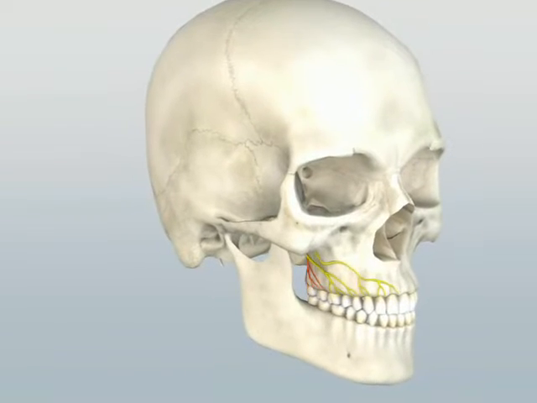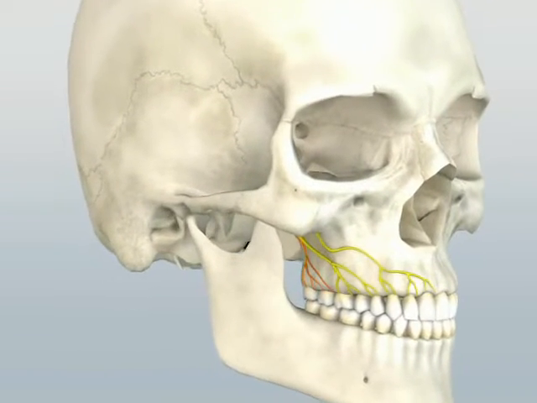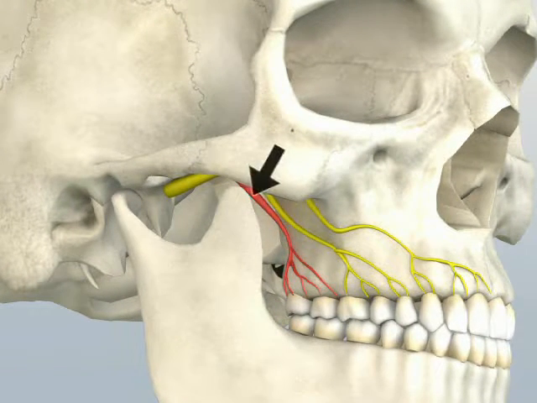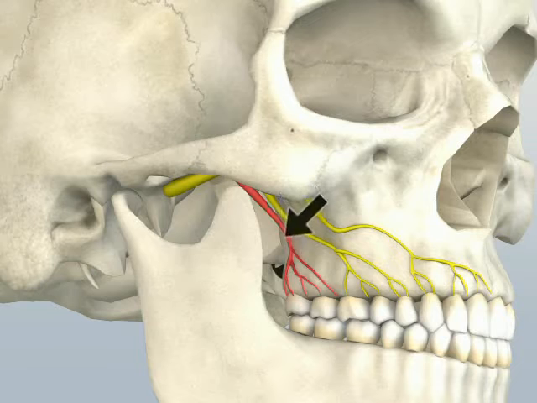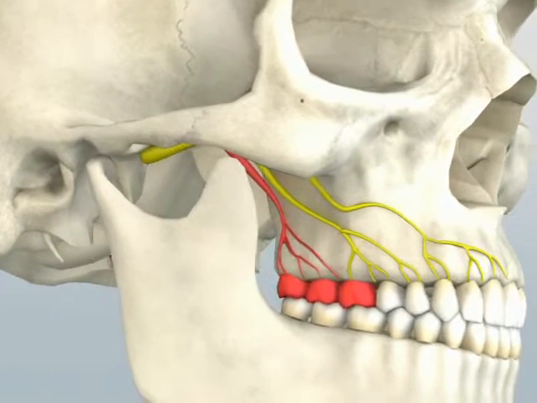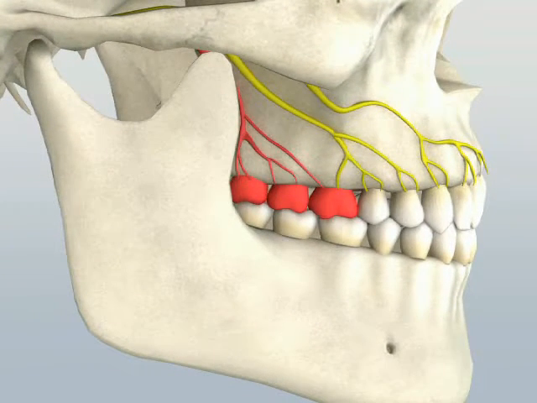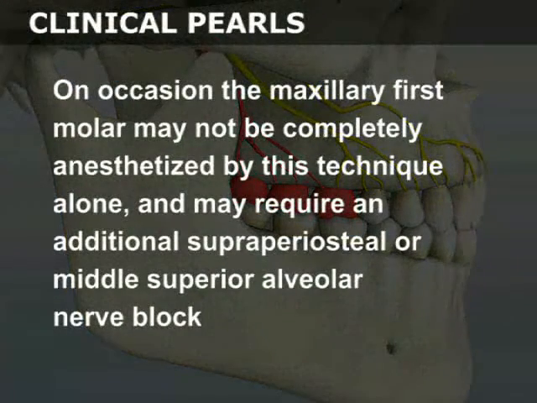The posterior superior alveolar nerve is a division of the second branch of the trigeminal nerve. The nerve courses down the posterior surface of the maxilla and supplies the roots of the molar teeth. A posterior superior alveolar nerve block provides anesthesia to the maxillary molar teeth. On occasion, the maxillary first molar may not be completely anesthetized by this technique alone and may require an additional supraperiosteal or middle superior alveolar nerve block.